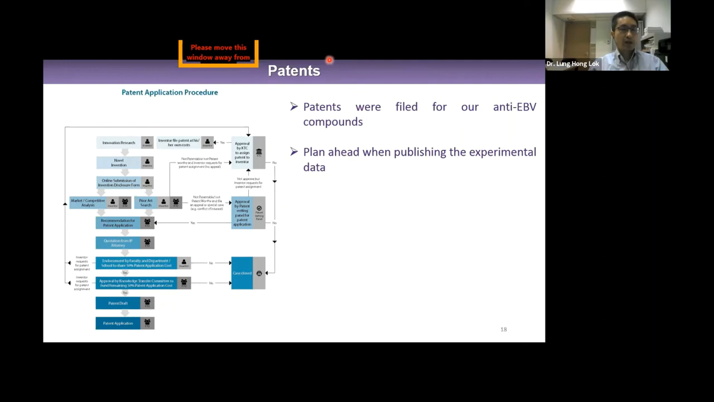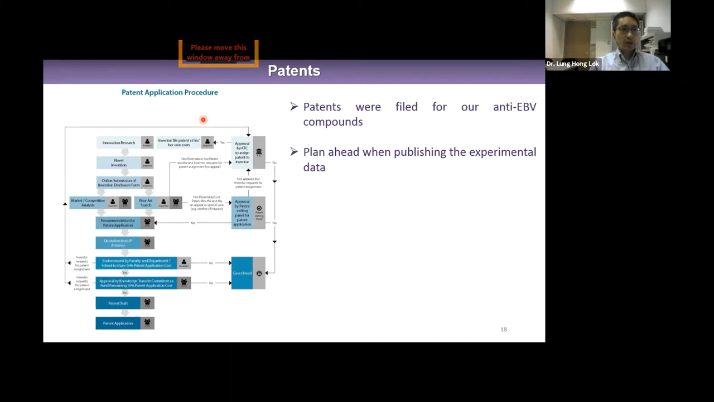In order to do that, we have to apply for the patent, and we do that through the help of our KTO, the Knowledge Transfer Office. They help us a lot to apply for the patent, because they are very professional. They give us advice on whether our compound or our idea is good enough, sufficient to file a patent, and also advice on what additional experiments should be performed to file the patent. So they are very, very helpful.